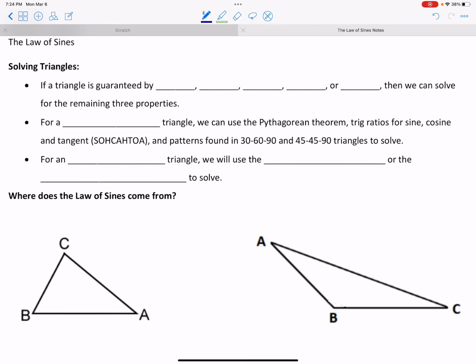Hello and welcome to our lesson on the law of sines. What the law of sines is going to allow us to do is to solve oblique triangles, but just a little recap.